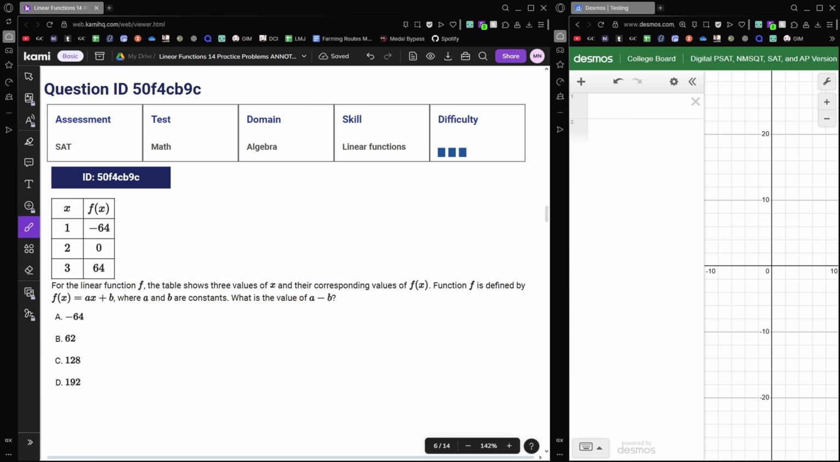First up, let's plug this table into Desmos. What you want to do is click this plus sign in the top left corner and insert a table. Now let's plug in our points: 1, -64, 2, 0, and 3, 64.